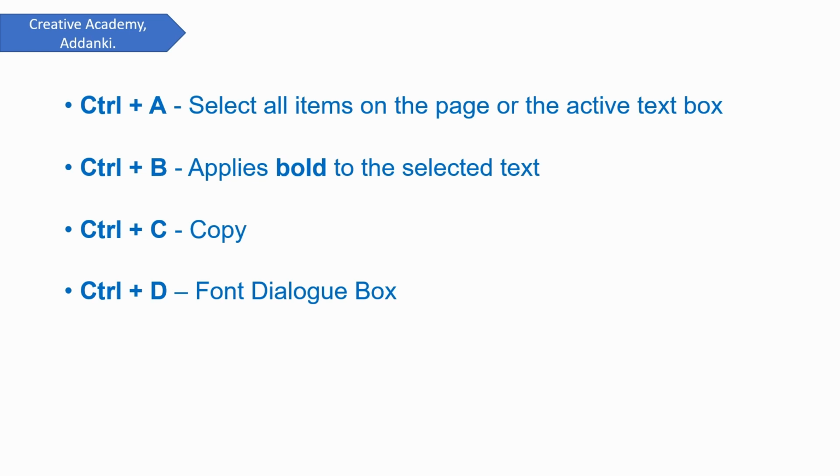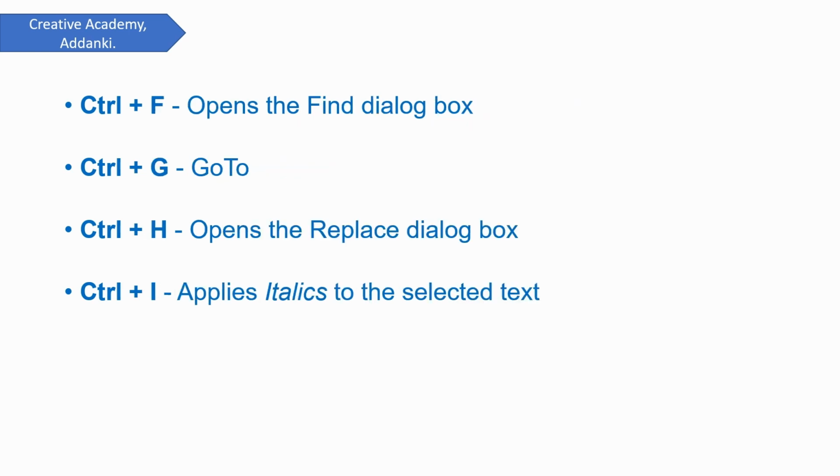Third shortcut is Control plus C. It is useful for copying the selected text. For duplication, we use the shortcut Control D, the font dialog box will be opened. So, Control E is useful for center alignment.